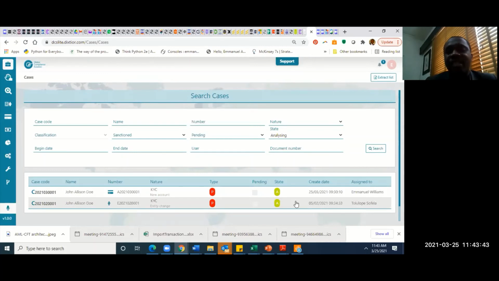Now, how does the application raise a case? For instance, when an entity is created, the application automatically runs that entity against the internal watch list or the global watch list that the application integrates with, and then flags that entity based on the particular triggers or filters.